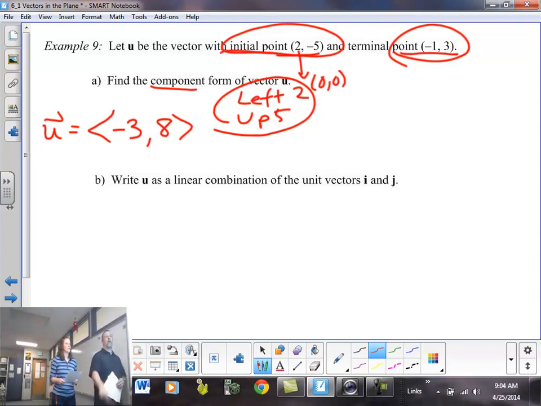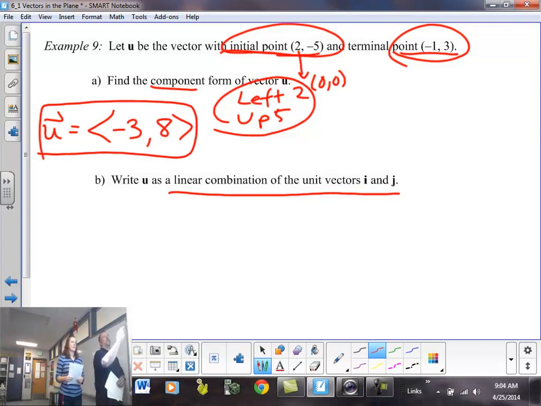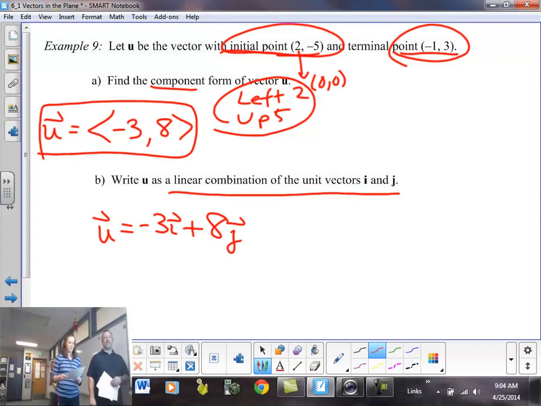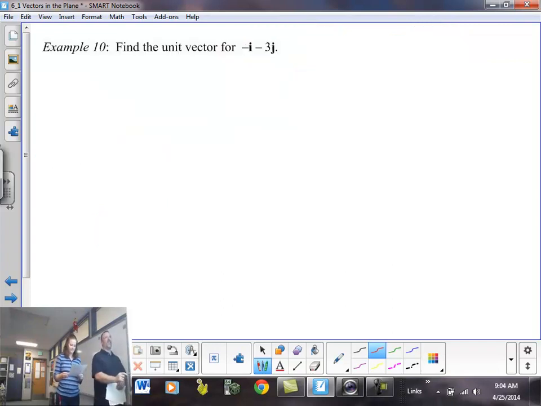Now the linear combination of the 2 unit vectors. This says I went 3 left and 8 up. So that's going to be -3i, and 8 up is plus 8j. It really is that easy.